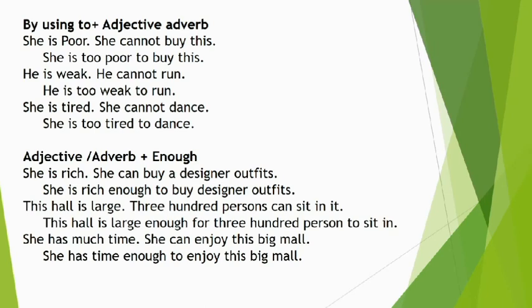In the same way, we can use adjective or adverb plus enough to combine two simple sentences into one simple sentence. For example, she is rich. She can buy a designer outfit. She is rich enough to buy designer outfits. She has much time. She can enjoy this big mall. She has time enough to enjoy this big mall.